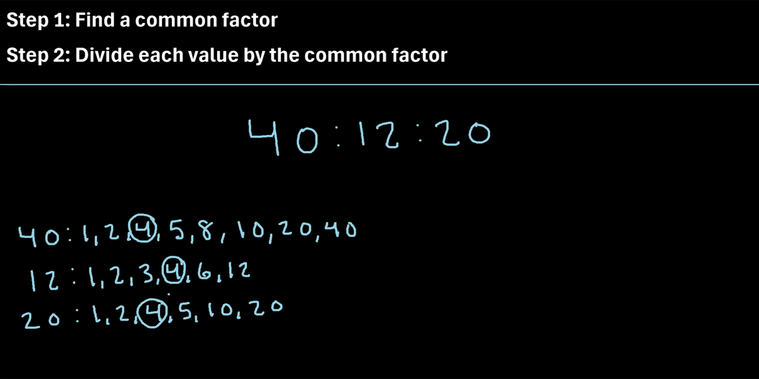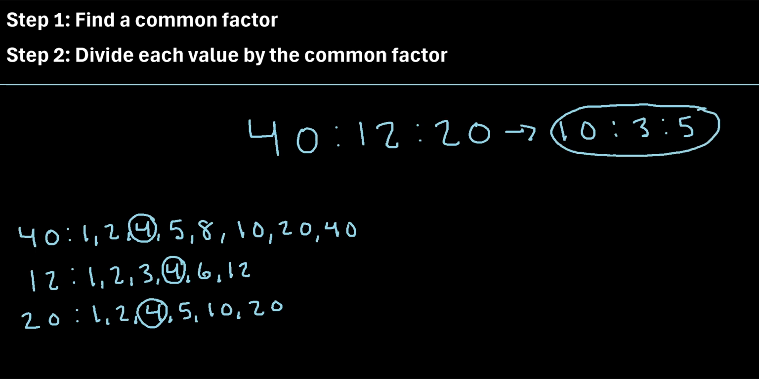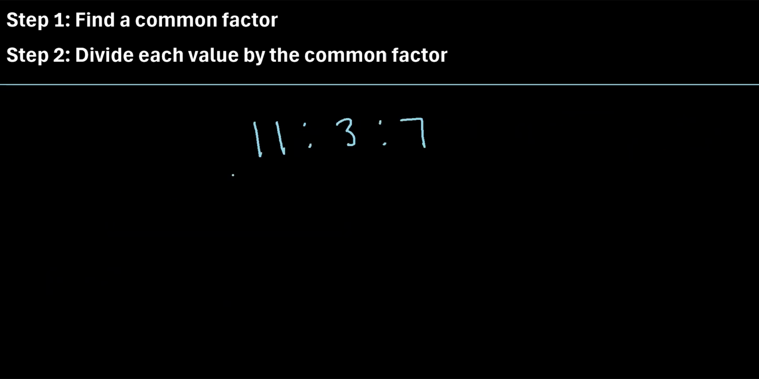So what that means is 4 is the largest number that will divide into 40, 12, and 20. So step 2 is we just divide each of these values by 4. So we'll say 40 divided by 4, let's write that right here. That would be 10. 12 divided by 4 is 3. And 20 divided by 4, that's 5. So here's our simplified ratio. 40 to 12 to 20 simplified would be 10 to 3 to 5. All right, let's try one more example.